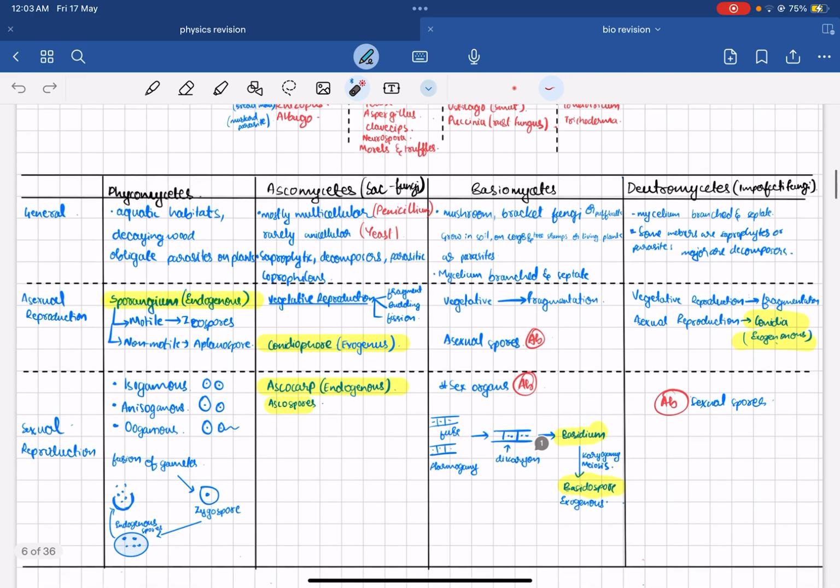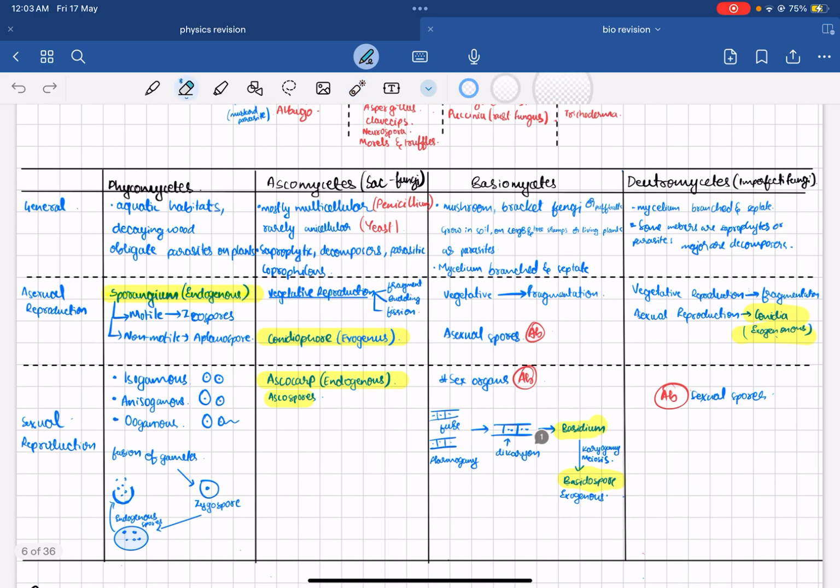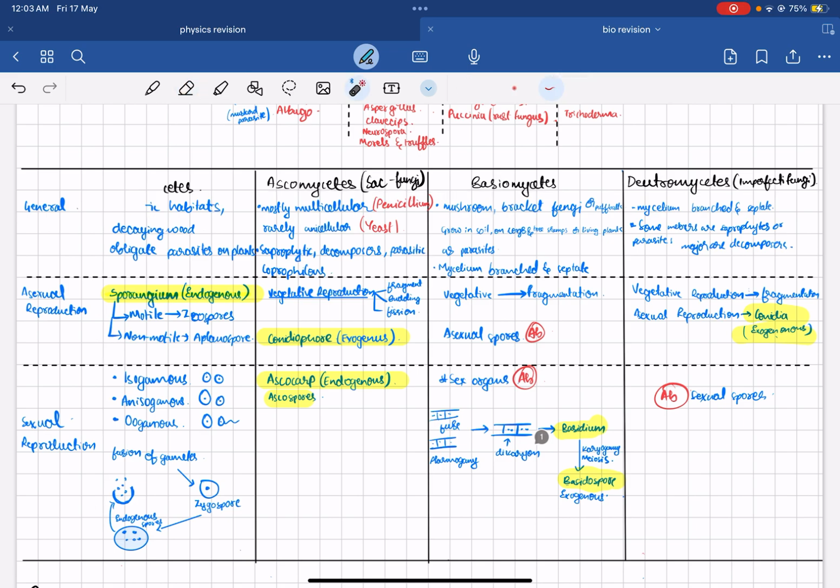And we will summarize these four classes. So I will start the way like Phycomycetes, Ascomycetes, Basidiomycetes, Deuteromycetes. First I will tell the general characters, next we will go to asexual and sexual. Phycomycetes are mostly aquatic, on decaying wood. These are obligate parasites on plants, not on animals. Obligate parasites on plants. Next, Ascomycetes are mostly multicellular. These are rarely unicellular, for example yeast.